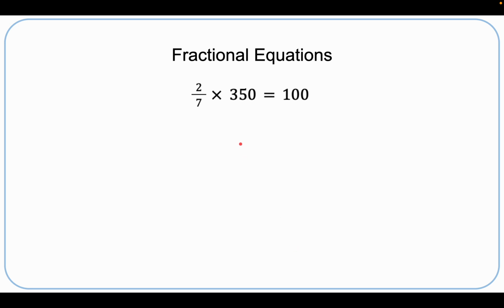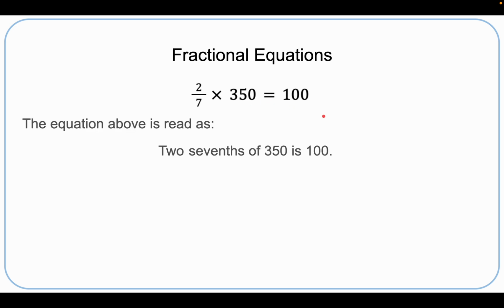So here's what that equation looks like when we write it out. 2/7 times 350 equals 100. And we would read that as 2/7 of, it represents the multiplication, 350 is, represents the equal sign, 100.